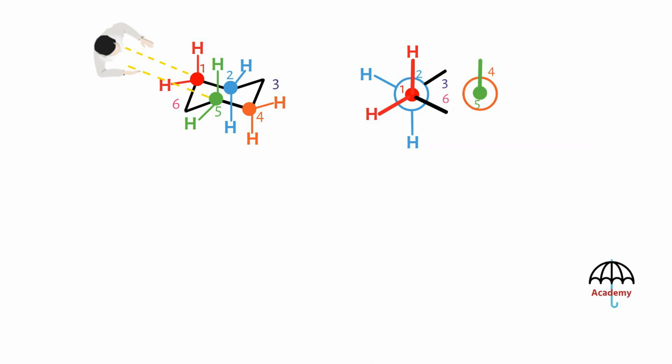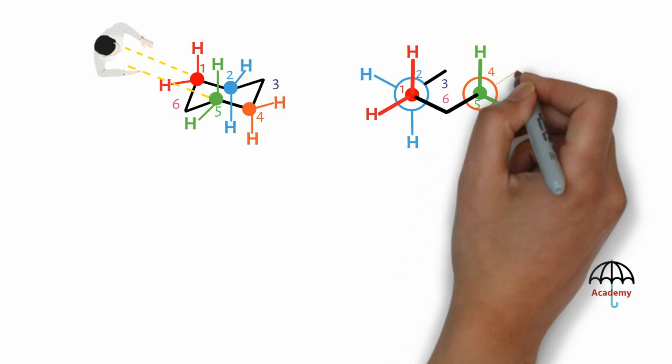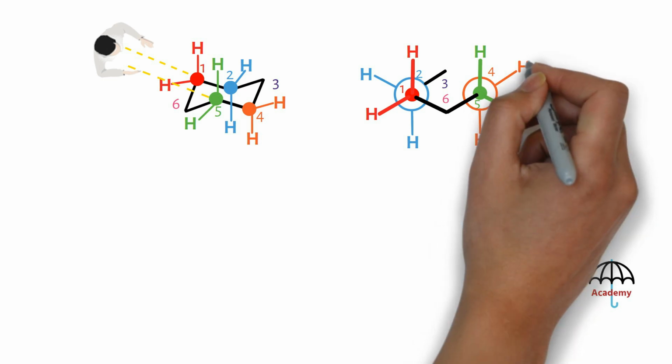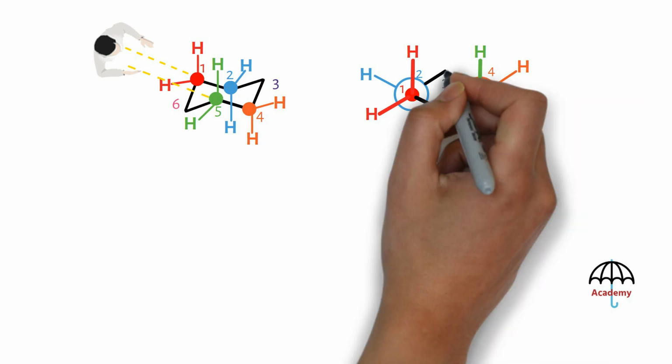Axial hydrogen on C5 is pointing up. Equatorial H is pointing right and C5 is connected to C6. On the back carbon 4, axial hydrogen is pointing down. Equatorial H pointing right. C4 is connected to C3 on left.